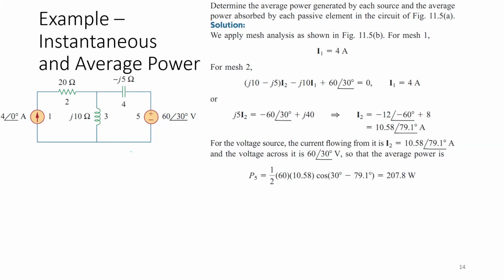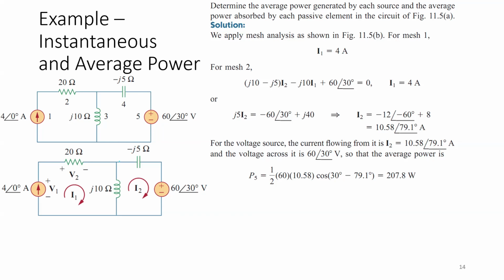So applying the mesh analysis, we can find that the current in first mesh I1 is 4 because it's the same current flowing through here. And for I2, we write this mesh equation and find out that I2 is equal to 10.58 angle 79.1. So as we know both the currents, what we need to find is the power delivered by each of the sources.